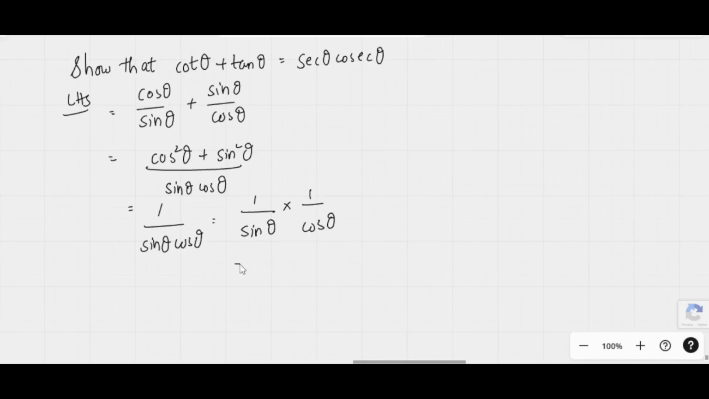What is 1 by sin? Cosec. And what is 1 by cos? Secant. Yes, 1 by cos is secant theta. So we got it: secant into cosec. A simple question, but sometimes mostly asked as well.